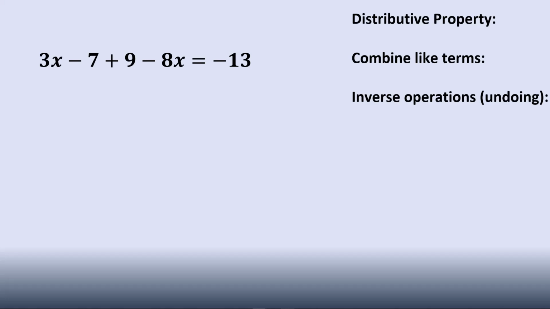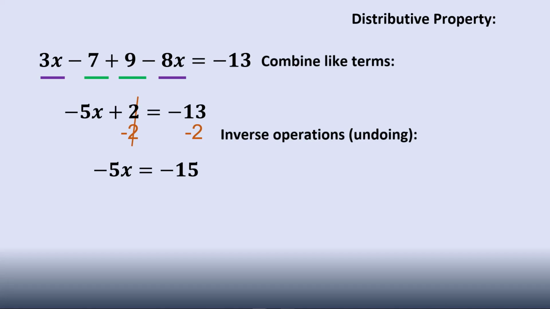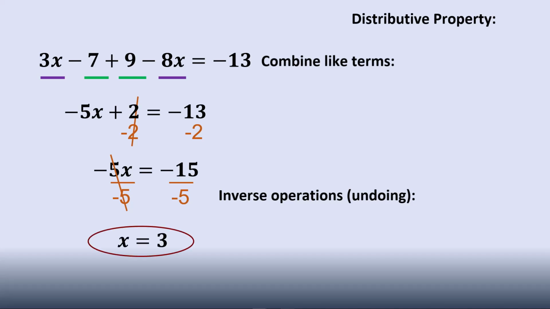In this equation, 3x minus 7 plus 9 minus 8x equals negative 13. Again, there is no distributive property. We start by combining like terms. 3x and minus 8x make negative 5x. Negative 7 plus 9 makes 2. So our new equation is negative 5x plus 2 equals negative 13. We now do inverse operations to begin isolating the variable. Subtract 2 from both sides. We get negative 5x equals negative 15. Divide both sides by negative 5, and the answer is x equals 3.